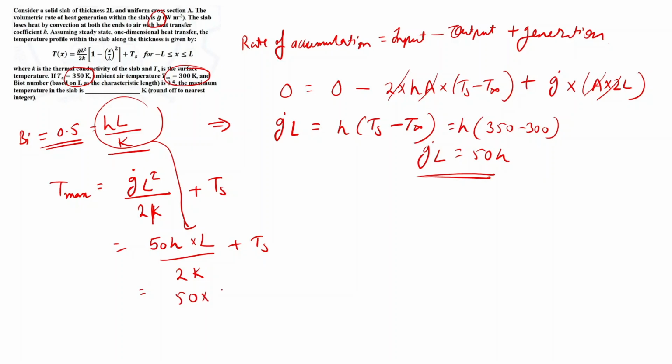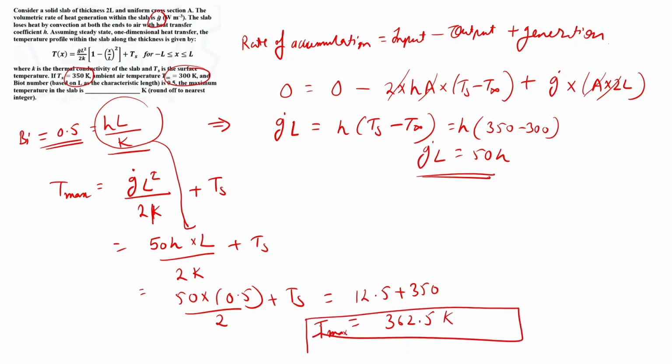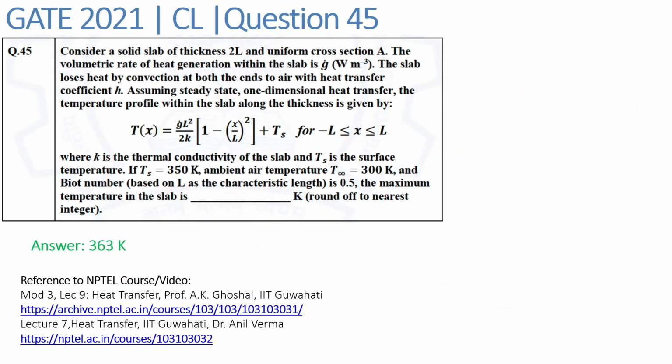It will become 50 into 0.5 upon 2 plus Ts, so it will become 25 into 0.5, that is 12.5, plus the temperature of the surface we have been provided as 350, so that is 362.5, and the units are Kelvin. So the maximum temperature we have found out is 362.5 Kelvin. Since we have been asked to round up to the nearest integer, we will write the answer as 363 Kelvin or 364 Kelvin.